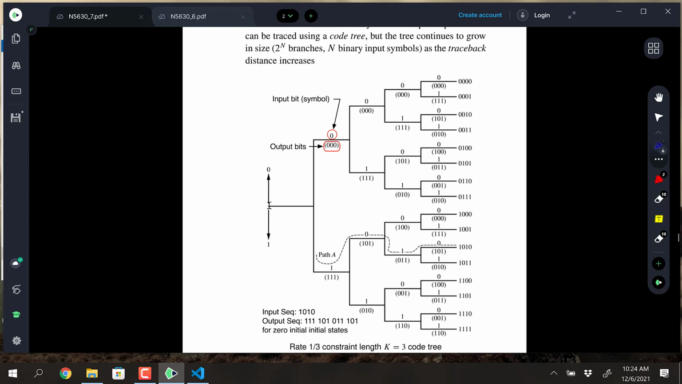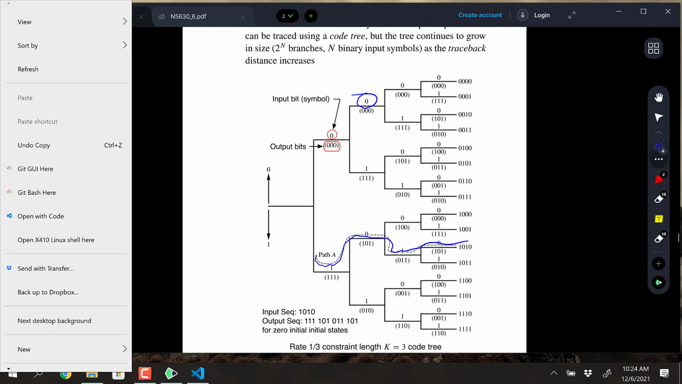So 0 is input first, so you go up, and the output bits corresponding to that are 3 zeros. If you enter a second bit of a 0, which is the next spot up in the tree, you still output 3 zeros, and then you can trace your way through. So you might have a pattern, which is what's highlighted in here. That pattern is 1, 0, 1, 0, and then I guess 0 is indicated there at the end. I'm trying to remember why that is. Yeah, 1, 0, 1, 0.